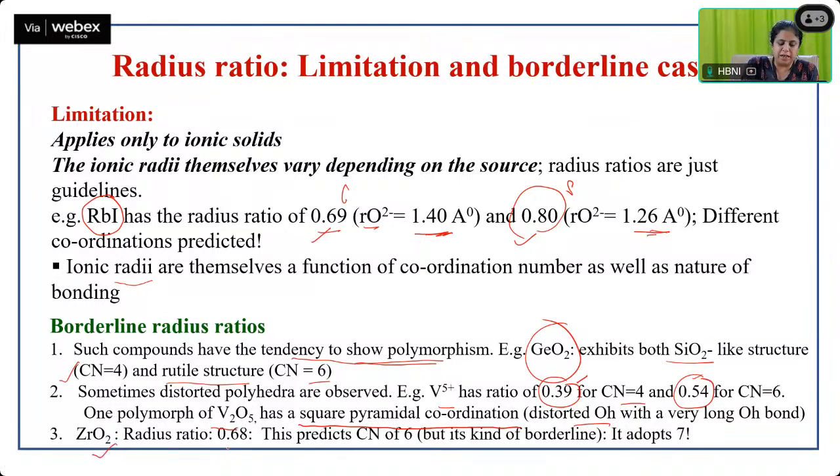Similarly, ZrO2. The radius ratio for ZrO2 is 0.68, which is very close to the borderline between 6 and 8. So this predicts a coordination number of 6, but it is closer to the borderline for 8. The room temperature polymorph of ZrO2 is monoclinic, where Zr is surrounded by 7 oxygen. And of course, the symmetry is reduced. It has now become monoclinic. Only if you heat it, it becomes tetragonal and cubic, where the coordination number now goes to 8.